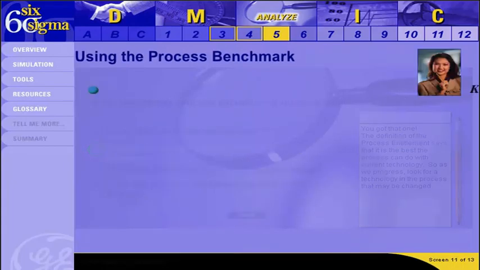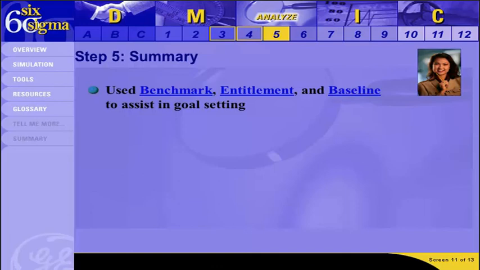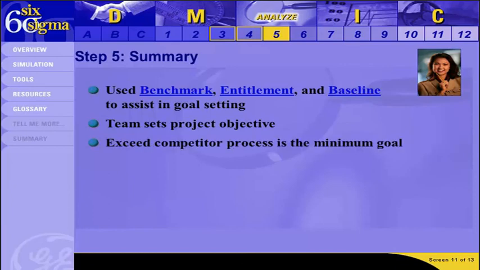In this step we used benchmark, entitlement, and baseline in the context of business strategy to assist in our goal setting. The team set the project objective in consultation with black belts and master black belts. In this case, exceeding the competitor's process is the minimum goal.